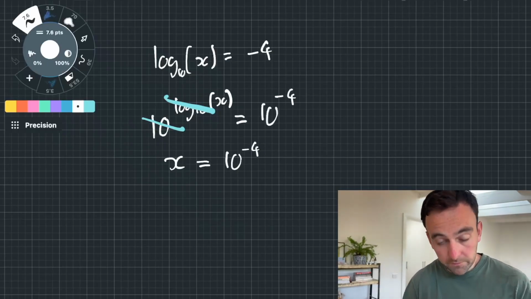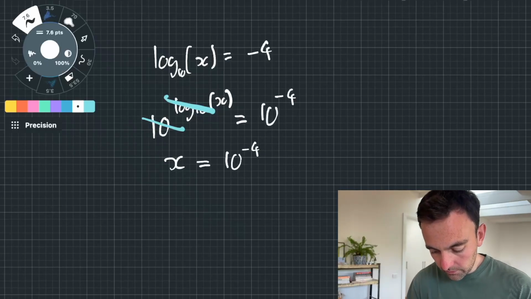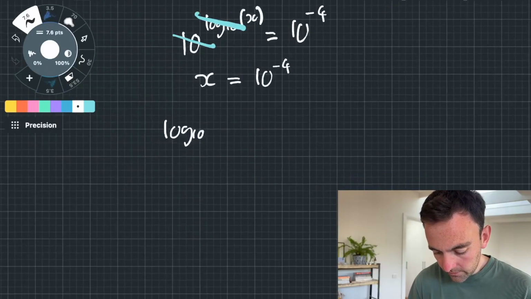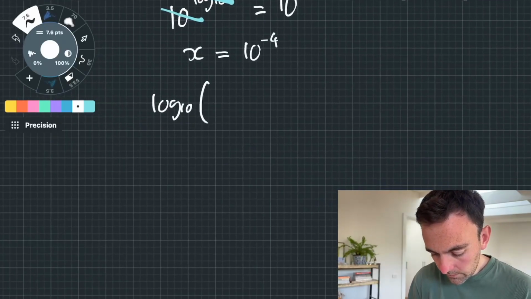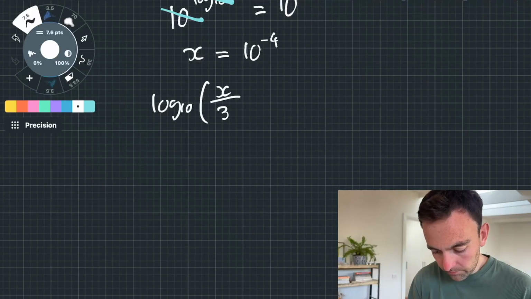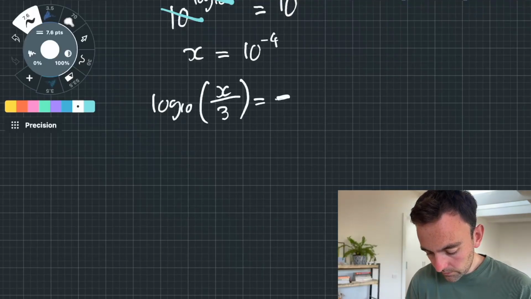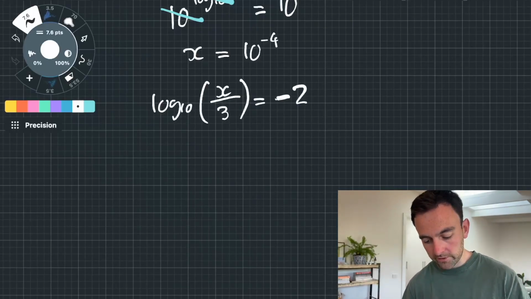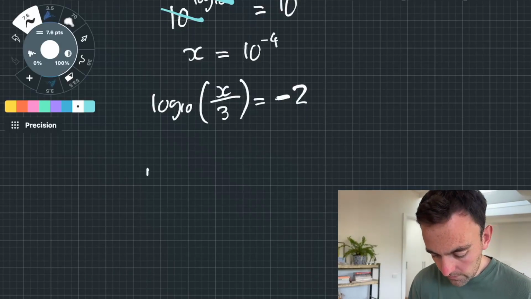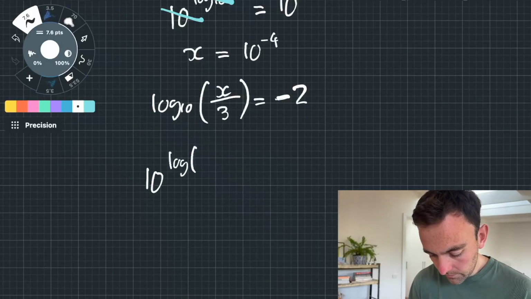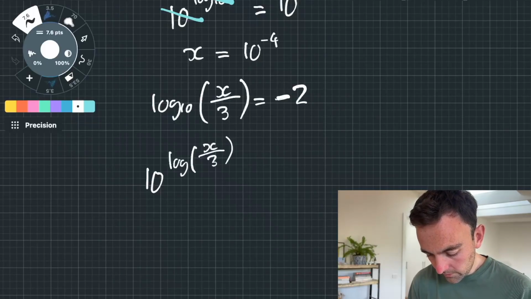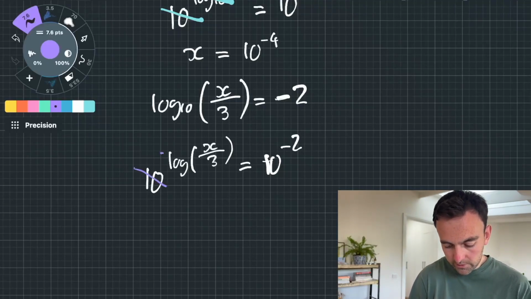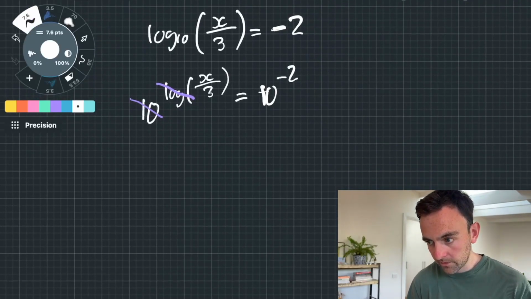And it doesn't matter if there's a fraction within the log. Some people get a little bit confused with if this was log 10 of x over 3 or something like that equals negative 2. Just don't freak out, just go through the process. So get rid of the log first. So 10 to the power of log 10 of x over 3 equals 10 to the power of negative 2. So it looks a little bit scary, but remember this 10 and this log 10, I forgot to do the base in there, but you know what I mean.